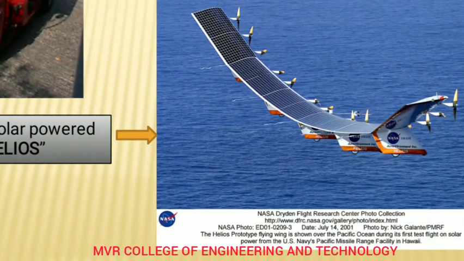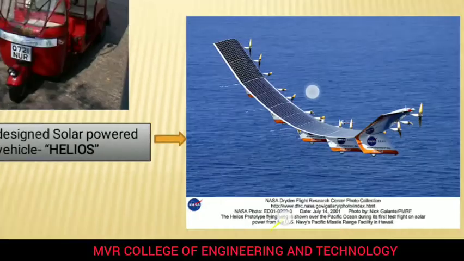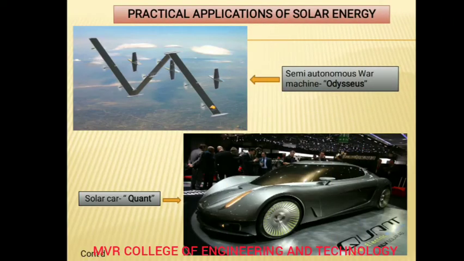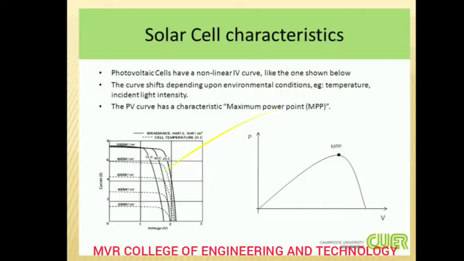It's a drone flight research vehicle. For research purposes, these Helios are used. Next, you can see more practical applications of solar energy here. Semi-autonomous war missions, so these are used for war missions. And you can see the car, the solar quant. This car is solar powered.